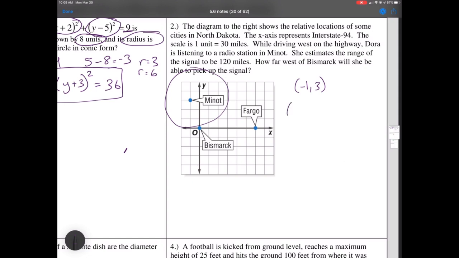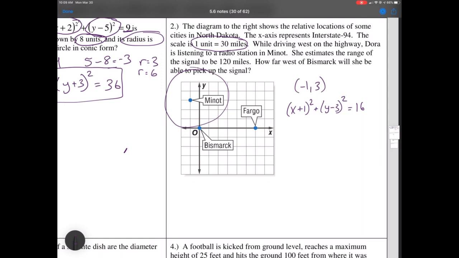Now it said that the range of the signal is 120 miles. So if I can go 120 miles in either direction from the center point, that's my radius. But remember, 1 unit equals 30 miles, so my radius is actually 4. So 16 would go at the end of my equation.